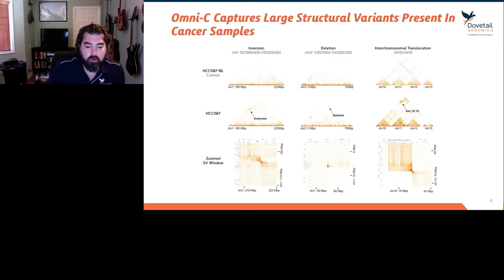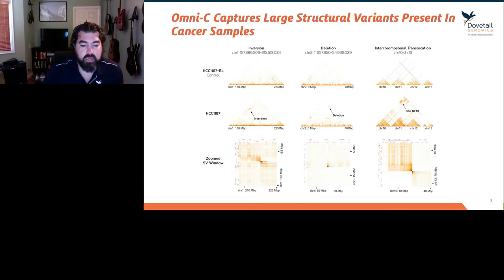And so, as I was pointing out earlier, that blank space in the middle is where we look to classify and detect structural variation. So what we're showing here are different contact matrices that occur within the well-characterized cell line HCC 1187. The top row is the control BL cell line that doesn't have structural variation in it. And below that, we're showing the contact matrix for the HCC 1187 line, which has known variation.